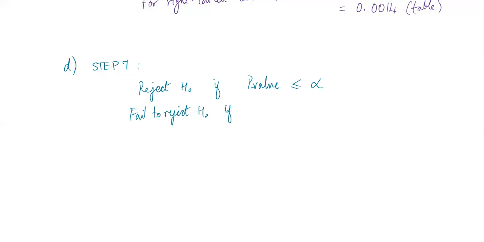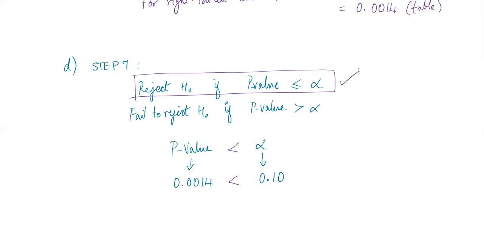It's all about H naught, remember that? So if p-value is greater than alpha. So I'm going to mark my p-value and my alpha. So p-value is 0.0014 and alpha was 0.10, right? So I need to put the right inequality symbol in between to explain this relation. If you look at this, p-value is definitely less than 0.10. So because it's less than, this is the decision we make: we make the decision to reject H naught.